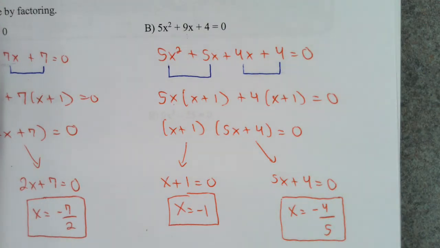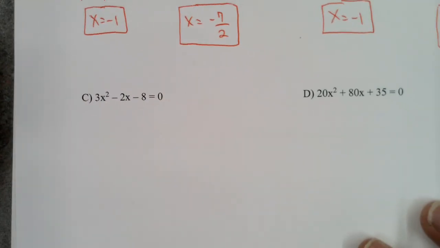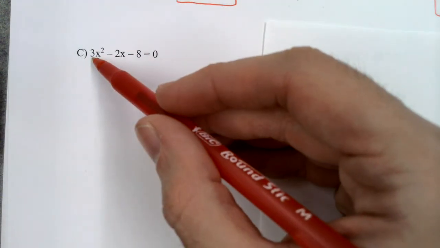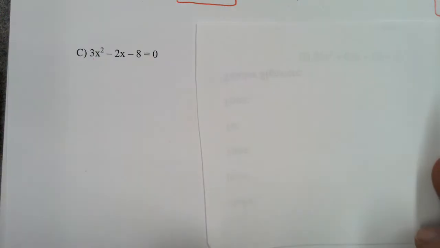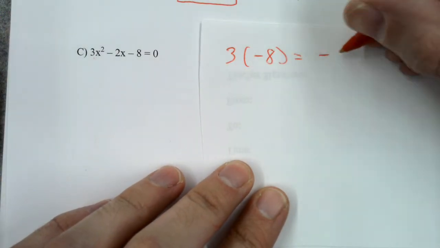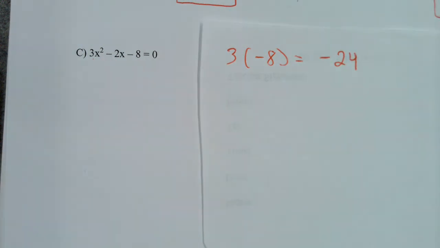Okay, got two more like this. Factor 3x squared minus 2x minus 8 equals 0. There's no GCF. So what you're going to do is take that 3, multiply it by the negative 8. That's your first step. 3 times negative 8 equals negative 24.